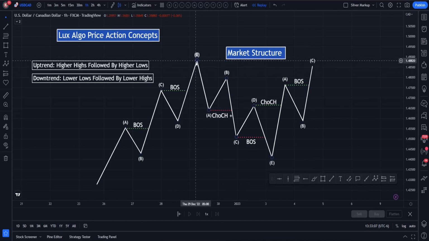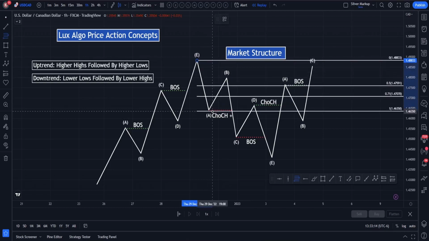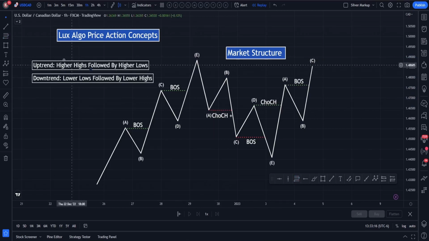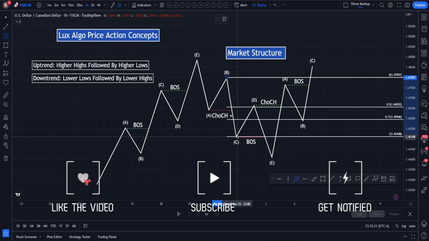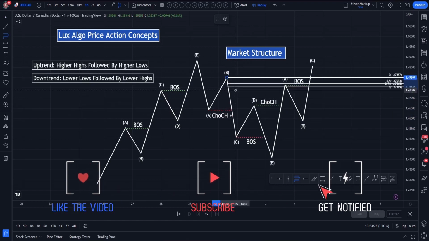A lot of people trade this differently. People sometimes will do a Fibonacci where they use Fibonacci points within that break of structure. After that break of structure is confirmed, they use the points to find an area that they want to get into.